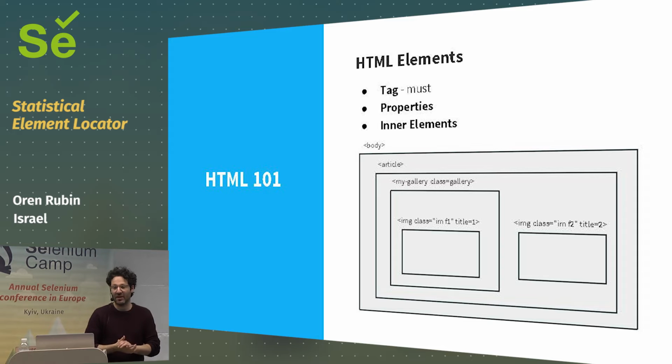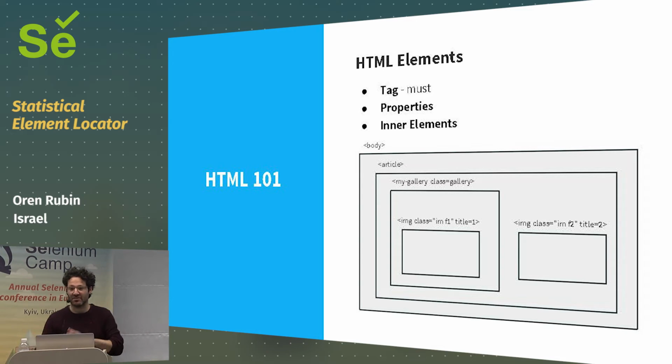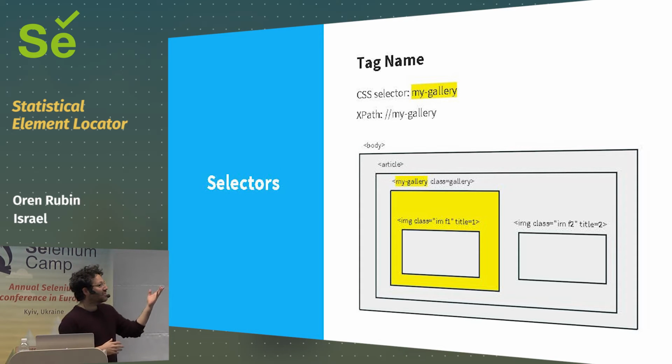Let's talk about web applications. They're all based on HTML elements that have a tag and some properties, and inner elements. That's it. It doesn't get that complicated. So if you have a tag name, you can find the element by it.